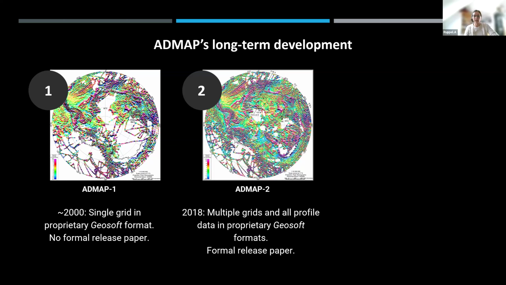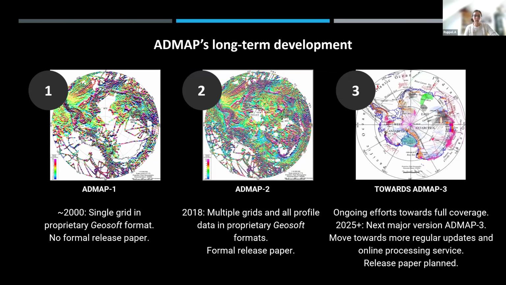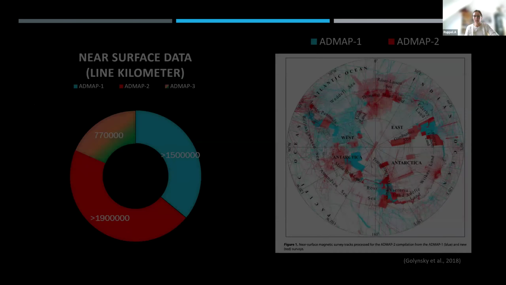As we already heard, since 2024, ADMAP 2 has been accessible in multiple formats. We're now moving towards ADMAP 3. It will be the next full version, expected in 2025, maybe, hopefully, or beyond, with the ongoing effort to achieve complete coverage. A new publication is also planned. And in the long term, there's a group that aims to provide regular updates and potentially also offer online data processing services. I'll come back to this in a bit.